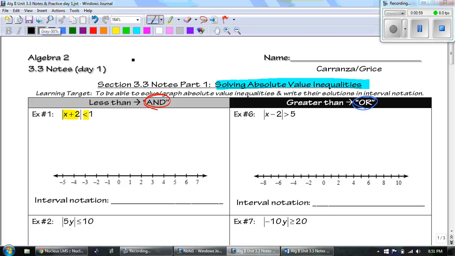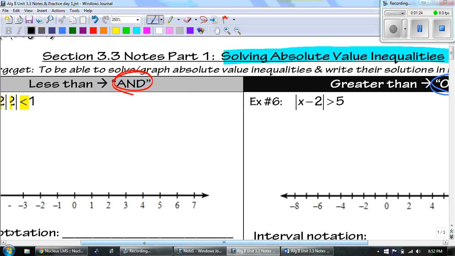And one way to remember that is if you say the word less than, and then we add the and. You're like, what? Trust me, this works. And the other one is greater. Oh well, you'll get a hang of it.